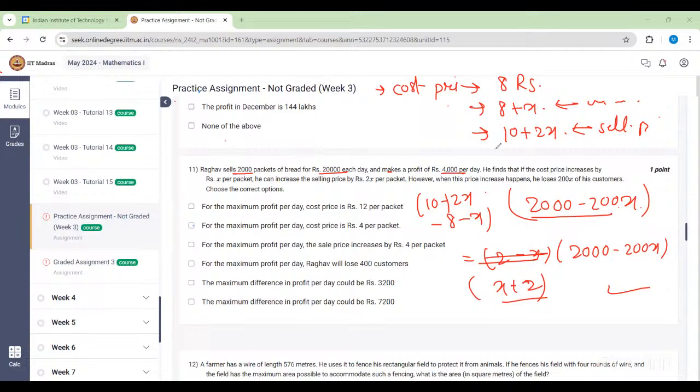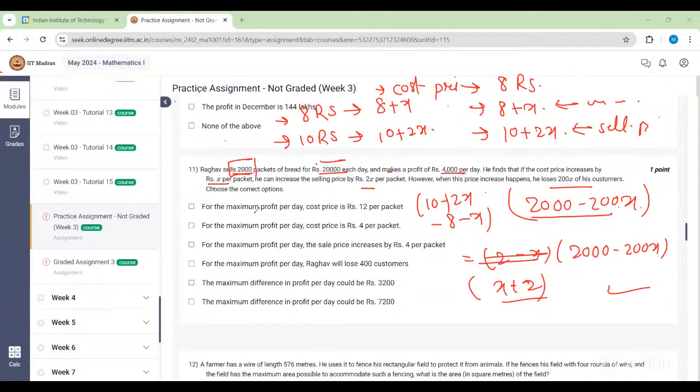So now what he thinks is that if he increases the cost price by x, he can increase the selling price by 2x. So initially the cost price is 8 rupees, so it increases to 8 plus x, and initially the selling price is 10, so it becomes 10 plus 2x. So now if we do this, what happened? He loses 200x of his customers. So initially his customers were 2000. So that means 2000 minus 200x is the new number of customers now. Exactly.